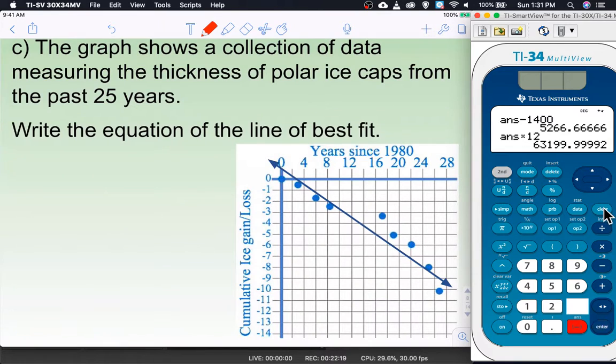Letter C here says, the graph shows a collection of data measuring the thickness of the polar ice caps from the past 25 years. Write the equation of the line of best fit. Okay, if you could please go ahead and pause the video and write the equation for the line of best fit right now.